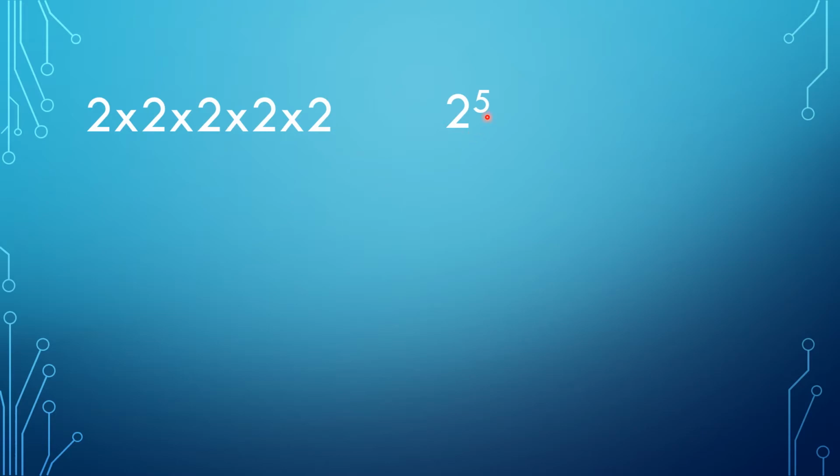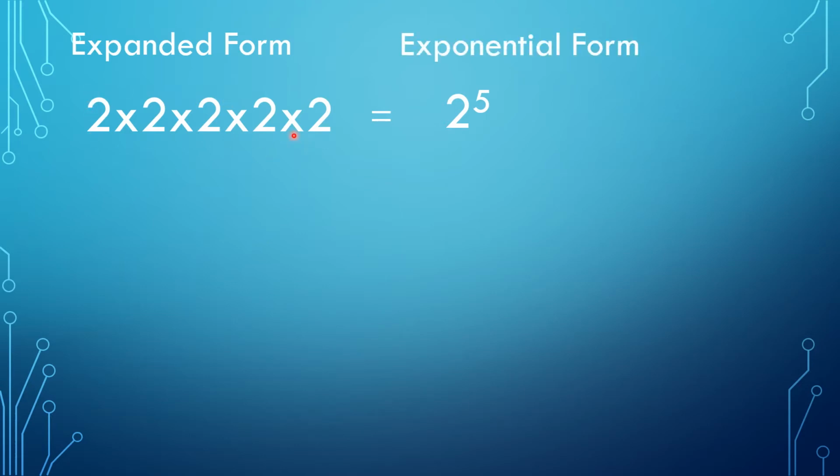This is how you're going to read this. The number 2 should be written here, and then how many times? 1, 2, 3, 4, 5. That's the exponent. Here that's 5. Now, this is what we call the expanded form. And this one is what we call exponential form or exponential notation. Now, this number 2 is what we call the base, and 5 is what we call the exponent.